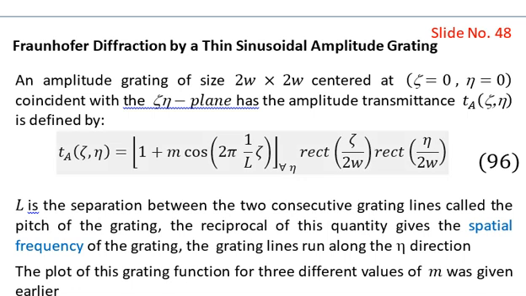So TA of zeta and eta is equal to 1 plus m times cos of 2 pi 1 over L zeta, for all values of eta, multiplied by the two rect functions, rect of zeta over 2w multiplied by rect of eta over 2w. So on the right hand side we have a grating, mathematically defined, which is of infinite extent, and the two rect functions limit its dimensions to a size of 2w by 2w.